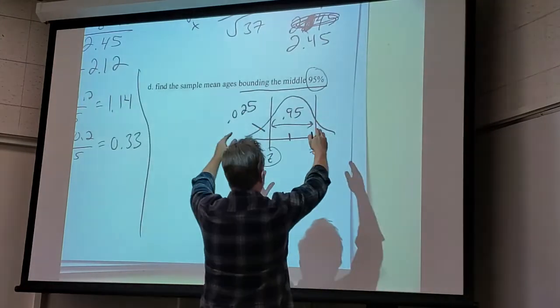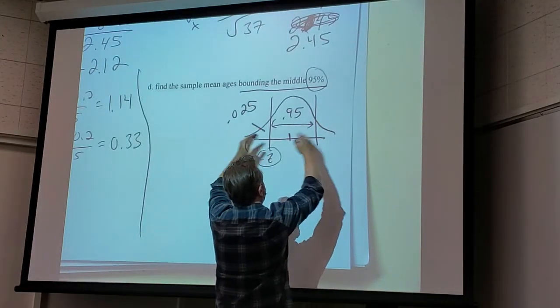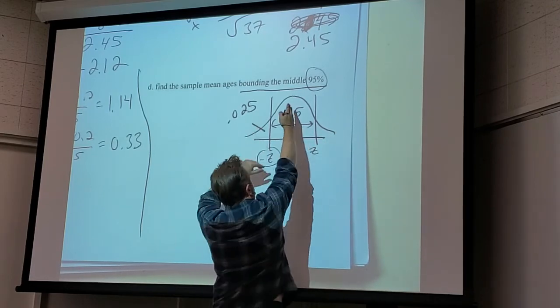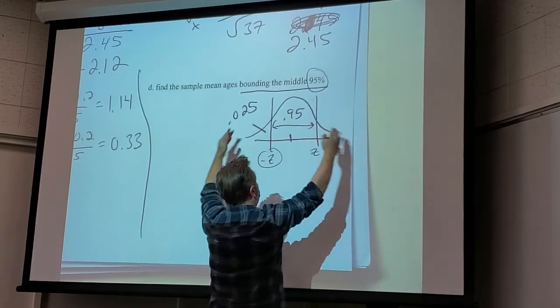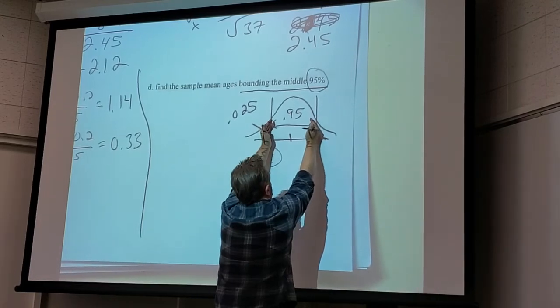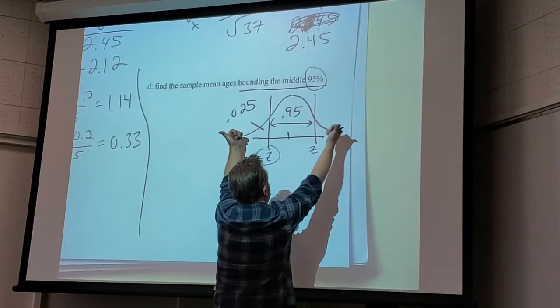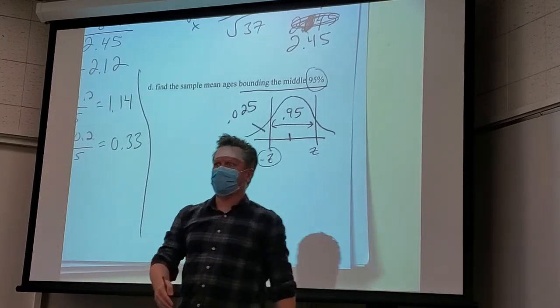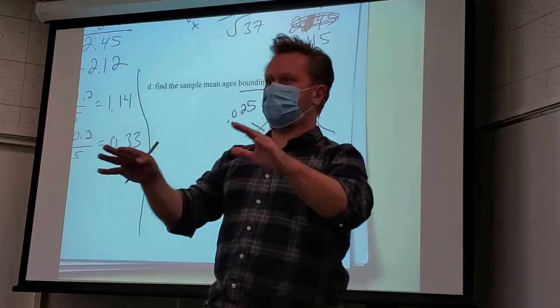This picture is symmetric, yes? Because it's normal, so it's symmetric, right? So everything's cut in half through the mean. If there's 95% in here, there's 5% outside. So how much is on either side? Chop half of that, because it's symmetric.